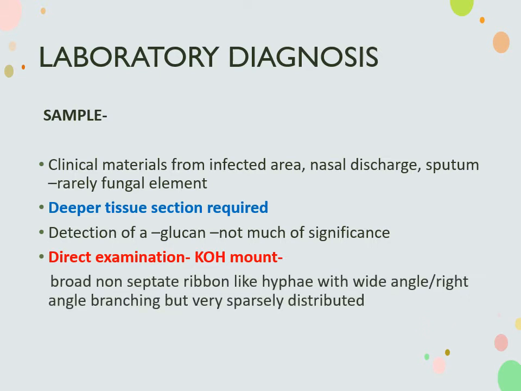In the KOH mount we see broad, non-septate, ribbon-like hyphae. They show wide-angle or right-angle branching, but they are very few, very sparsely distributed. So this is very important. Directly when we get the sample, we can go for the KOH mount and see the hyphae, so a very fast report can be given.